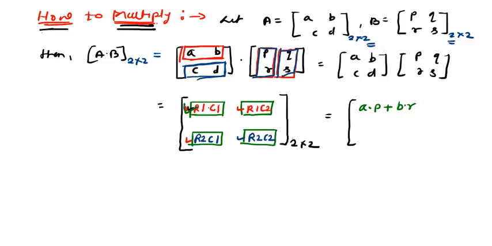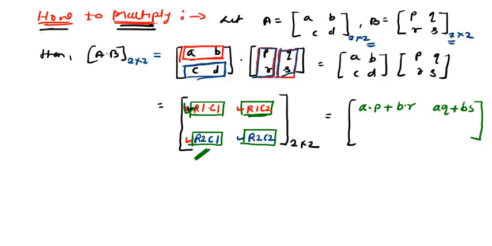Now the second one, this is using first row and second column. See what will happen. The first component will get multiplied with the first component of the second column. This will be A into Q, plus the second component with the second component of the second column, so this will be plus B into S.